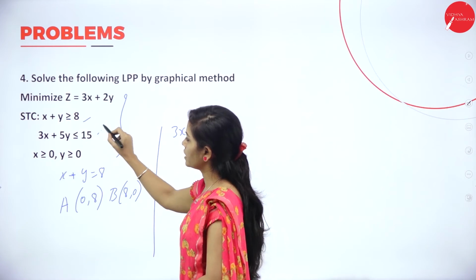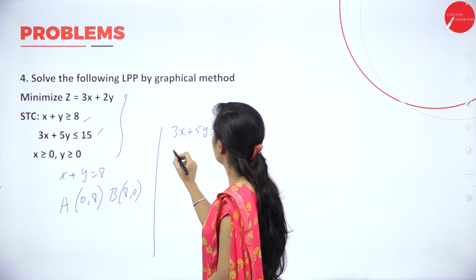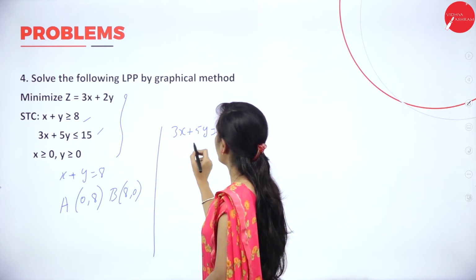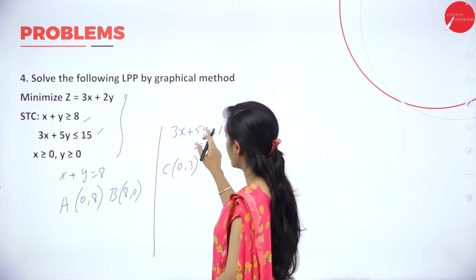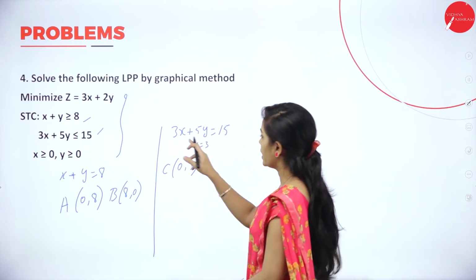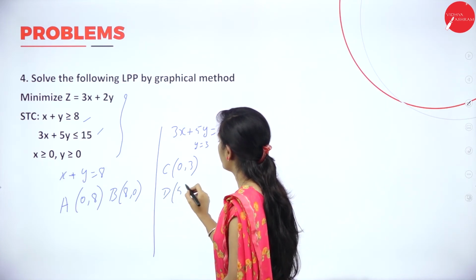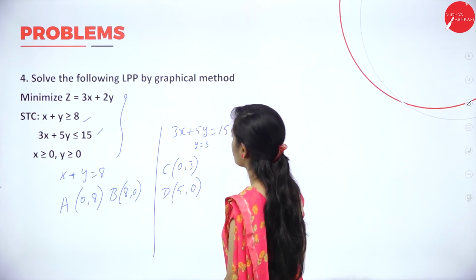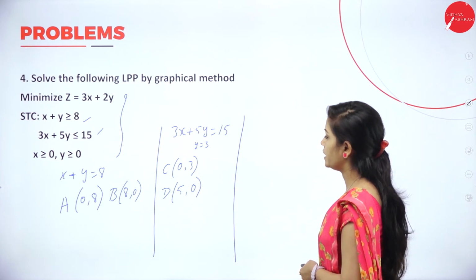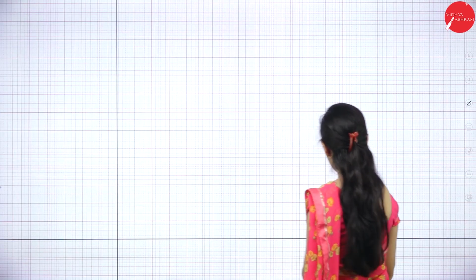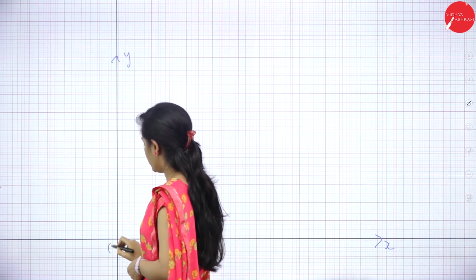So here we have different constraints, greater than or equal to and less than or equal to. Put x is equal to 0, 5y is equal to 15, then y is equal to 3. So point C is (0, 3), and put y is equal to 0, 3x is equal to 15, x is equal to 5. Then D is (5, 0). We got the values of points A, B, C, D. Just draw the graph now, the x axis and y axis and region 0.